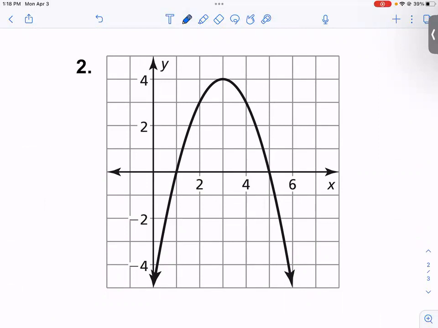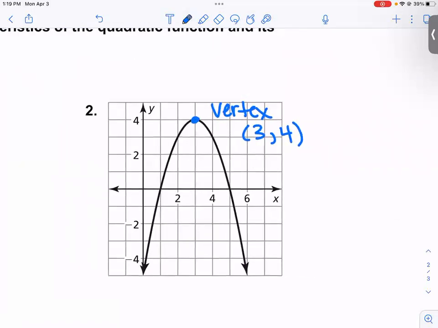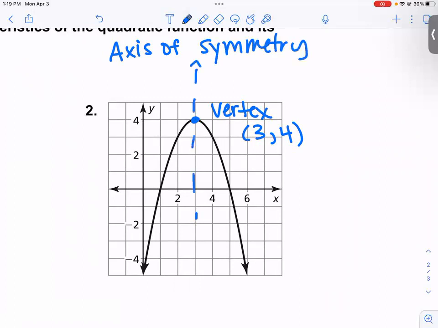Now let's talk about number 2. Where is the vertex in this shape? Our vertex is at 3, 4. What about our axis of symmetry? How would we write it? I like the 3, but I do need it to be an equation. X equals 3. Since it is a vertical line, we need to write the equation x equals 3. Reagan, everyone else was thinking that. You were brave enough to say it. Thank you for that.